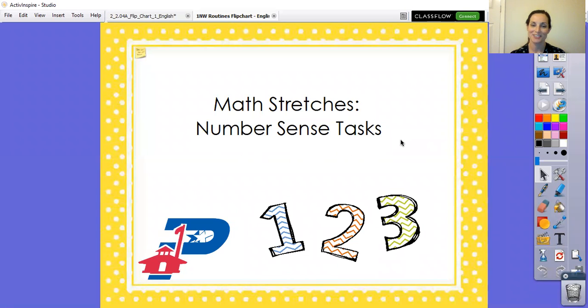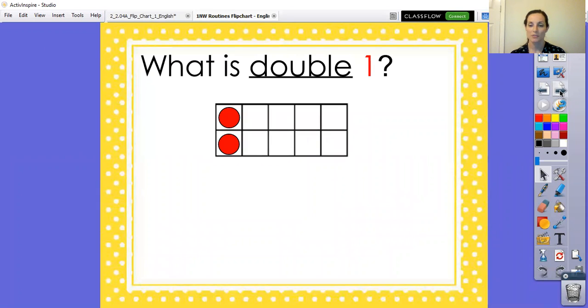Before we can get started, we need to do some math stretches. It's just warming up our brain, getting ready to do some math. Our first one is the question, what is double 1? Look at the visual that you have here, with our 10 frame and some counters. Think in your head, what is double 1? Double meaning 2 sets of 1. Here's my first set and here's my second set. Put those together and how many do we have in all?